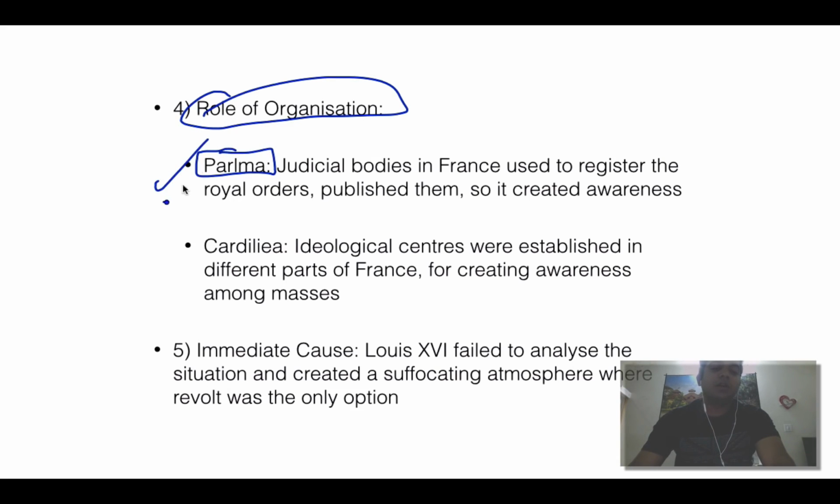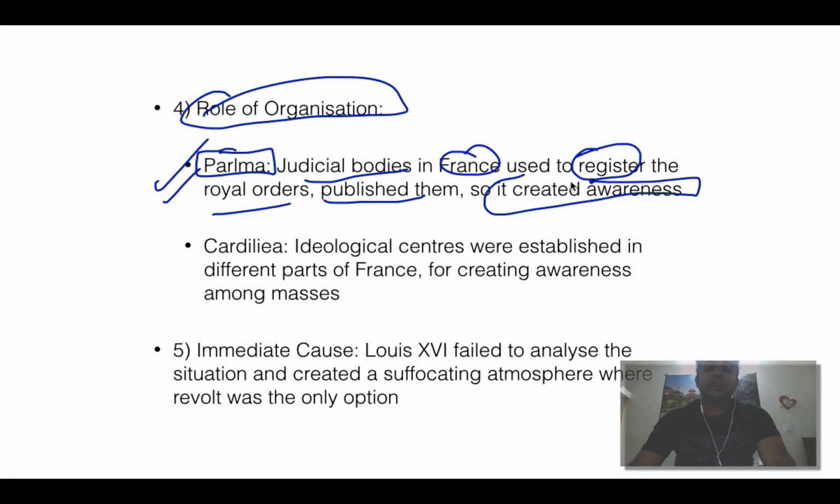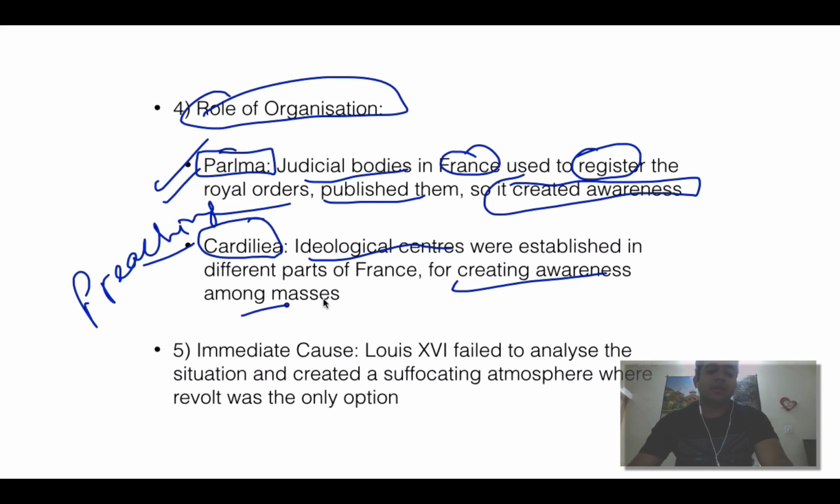One is the Parlement. The Parlement is a judicial body in France. What they used to do, they registered royal orders, and sometimes they published them also. So it created awareness among the masses. Similarly, there was the Cardelia. Cardelia was nothing but ideological centers established in different parts of France, something like for preaching purposes and so on. So they also created awareness among the masses.